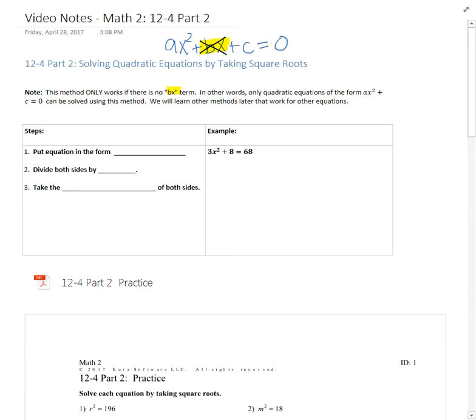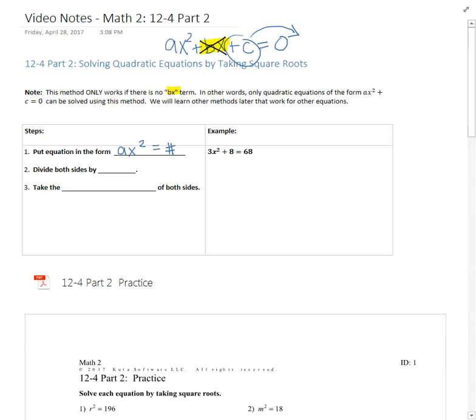Okay? Alright, so on the left here we have steps, and on the right we're going to do an example, and then there's about 10 more practice problems that we're going to do. Okay, so to begin with, the first thing you want to do is put it in the correct form. And the form you want to get it into is ax squared equals a number. In other words, I'm going to take the c and move it to the other side. So you have your squared term on one side and a number on the other.